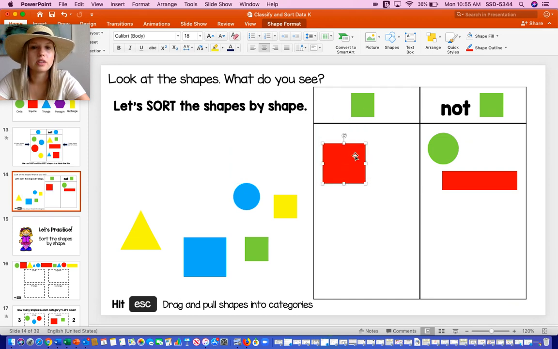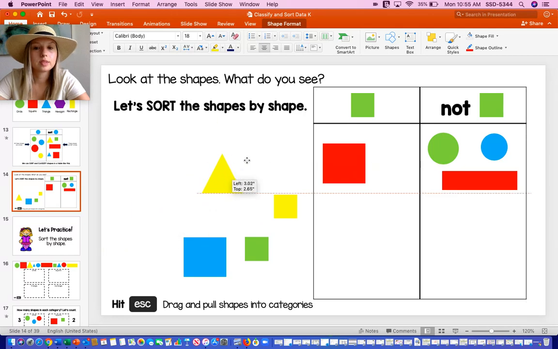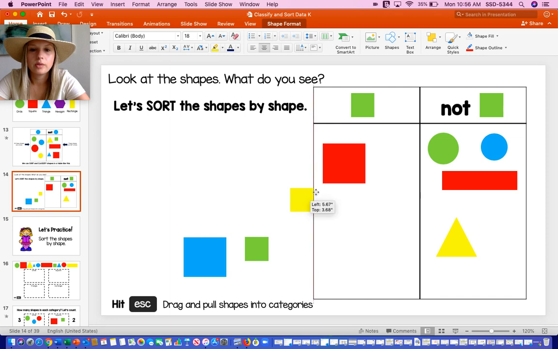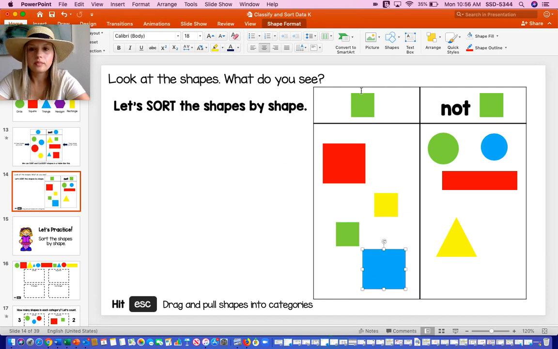Square. Doesn't matter if it's not the same color. We're not doing color today. We're just doing shapes. What about the circle? The circle, is that a square? No, that's not a square, so we put it on the not square side. What about this triangle? Nope, not a square. What about the square? Goes on the square side. What about this green square? Square side. What about this blue square? Square side. All of these shapes here are squares, and all of these shapes here are not squares.